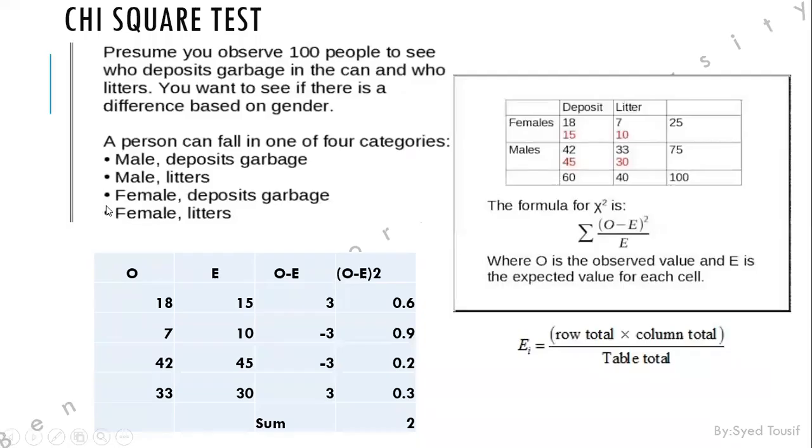This way we are going to solve the chi-square test in Scilab.